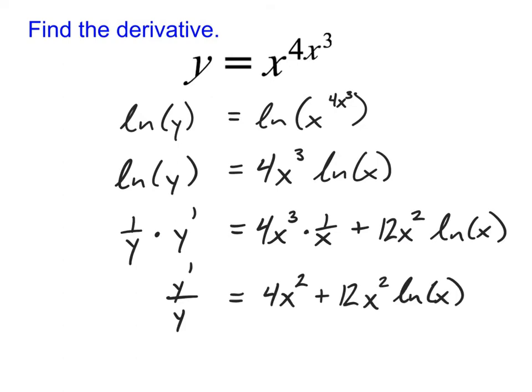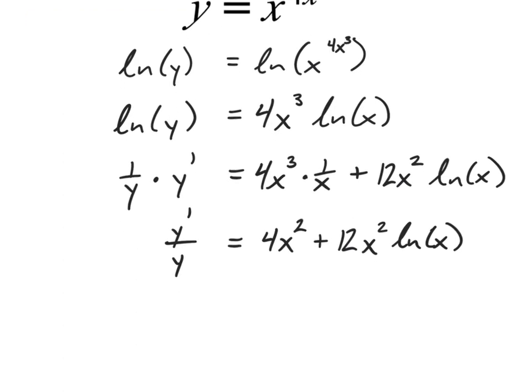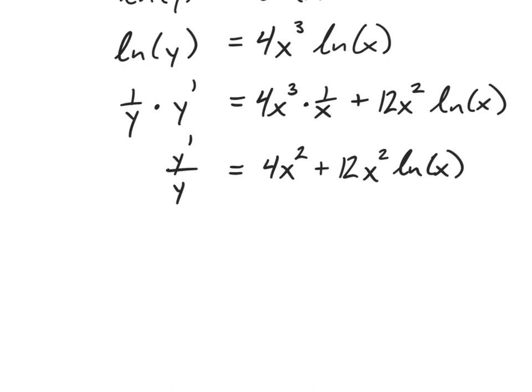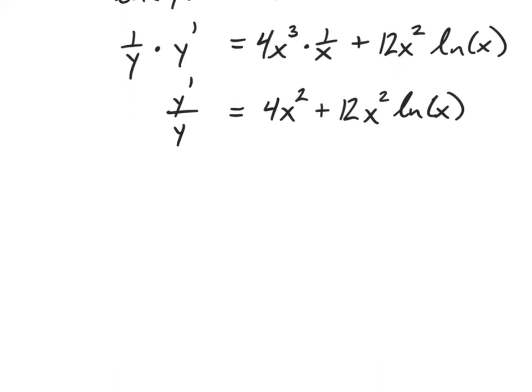And so I went ahead and did the 1 over y times y prime on the left side. And on the right side, really what I was able to do there was just multiply the 4x cubed times the 1 over x, and I'll be able to cancel out x's. All right, now that I'm here, I still want to get y prime by itself, so I'm going to go ahead and multiply both sides by y.